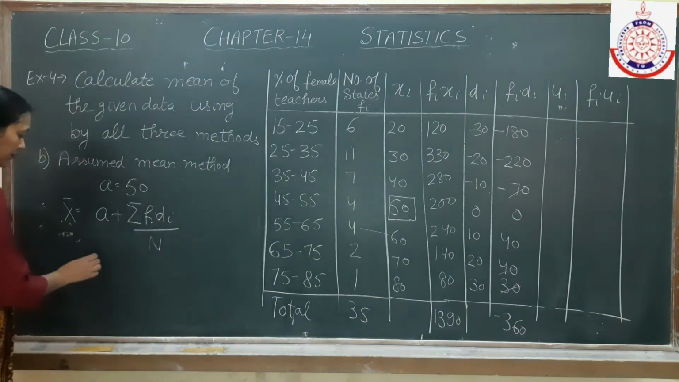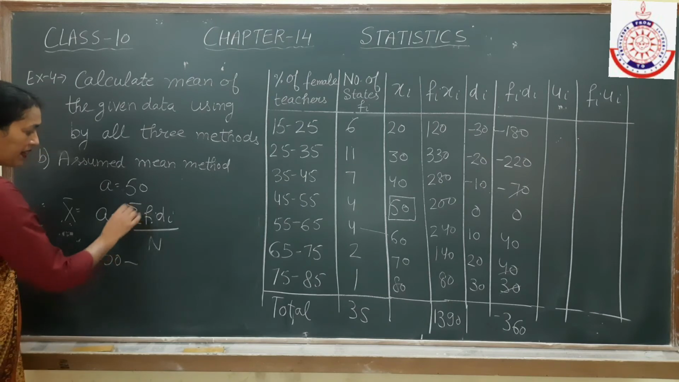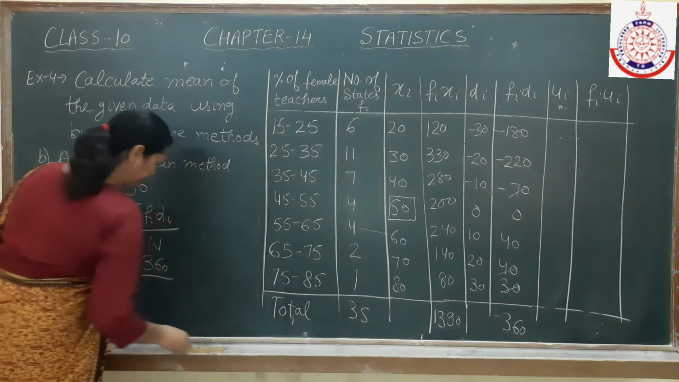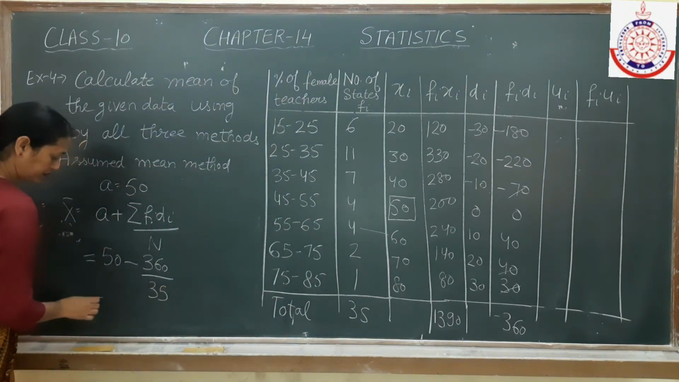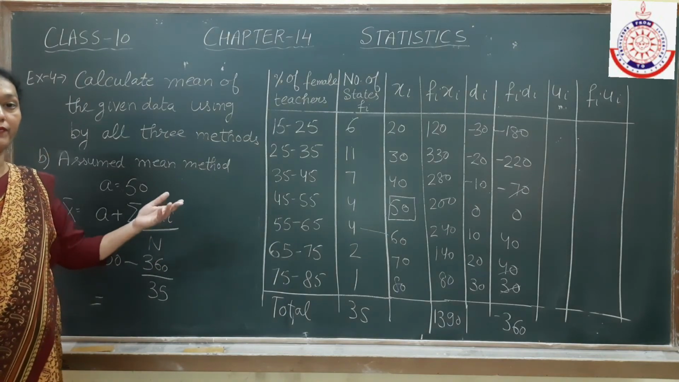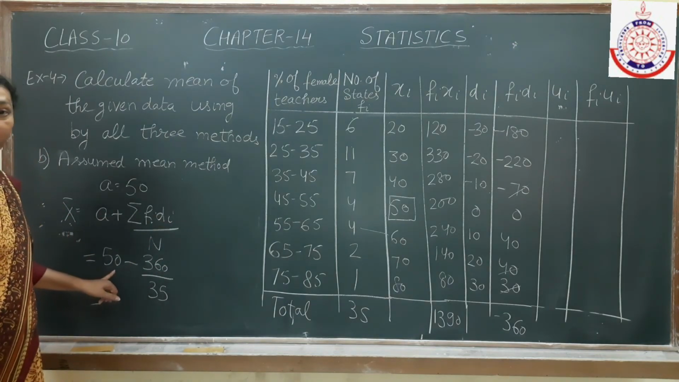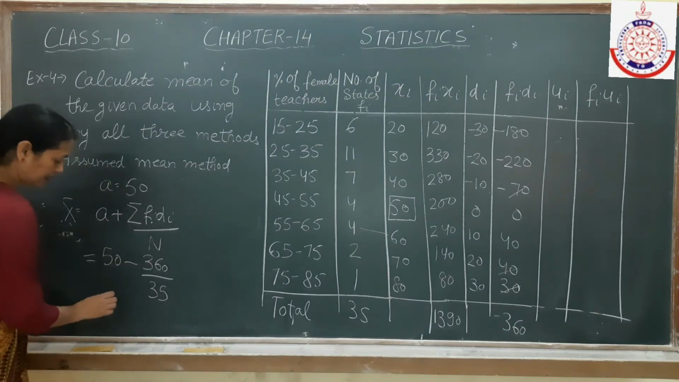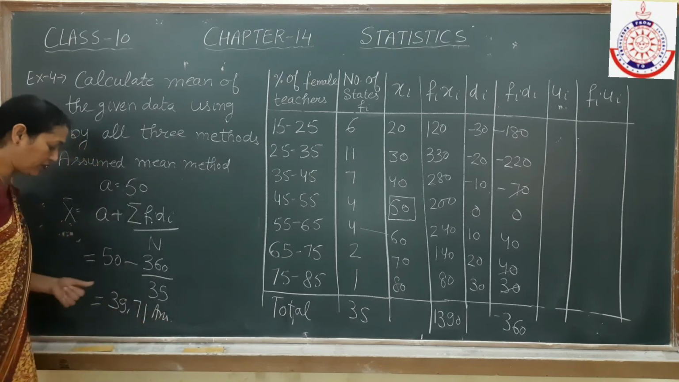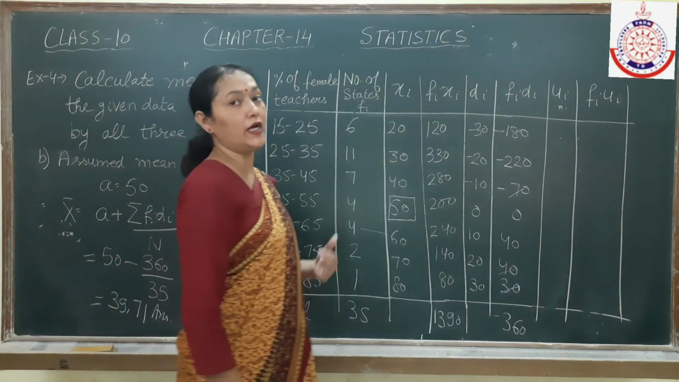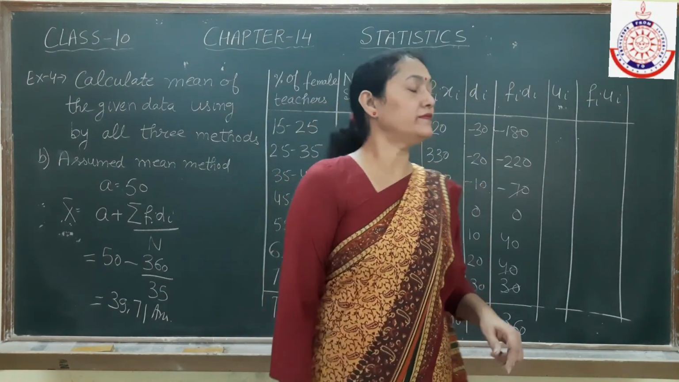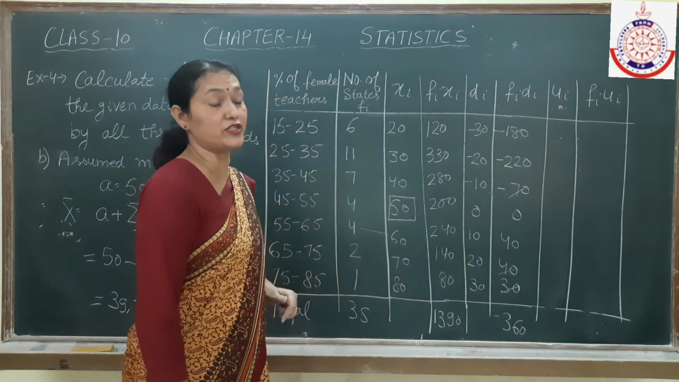Now by using the assuming method, we find the mean as a plus sigma Fi di upon n. Now a we have taken 50. Sigma Fi di comes out to be minus 360, upon n is 35. So if you divide 360 by 35, whatever the answer comes, 10.2 something, you subtract it from 50, we get the value of mean as 39.7. So we have calculated the mean by the assuming method also. Again, the value of mean came same as we got in the direct method.